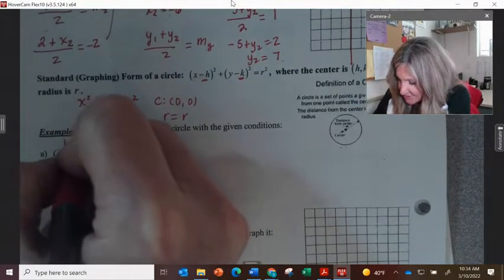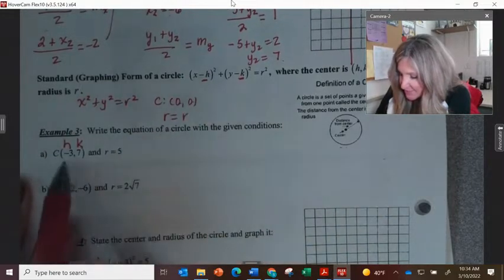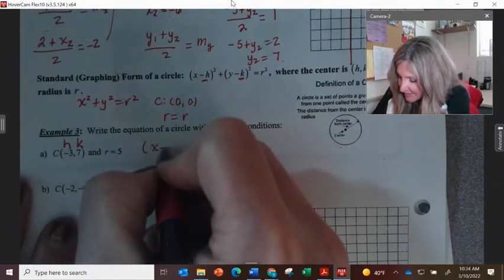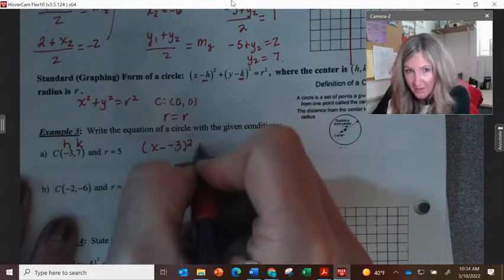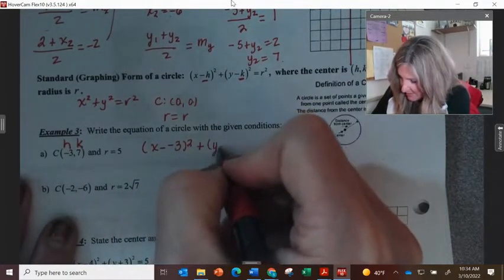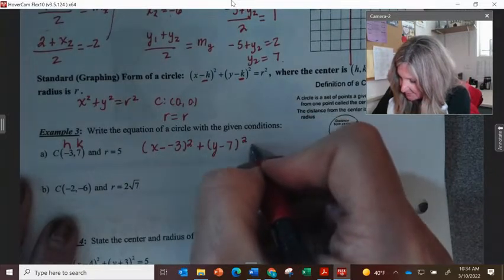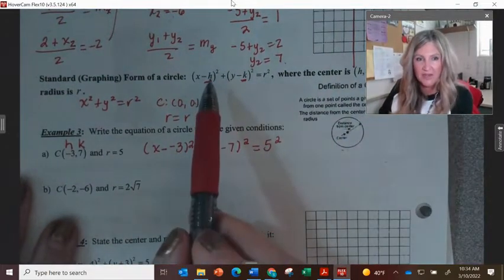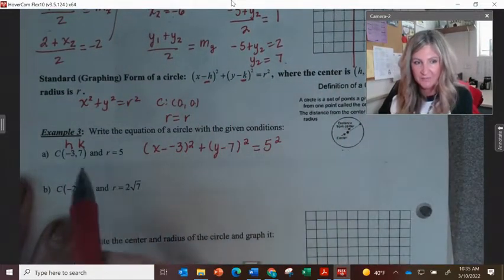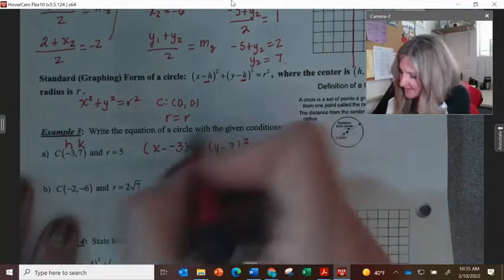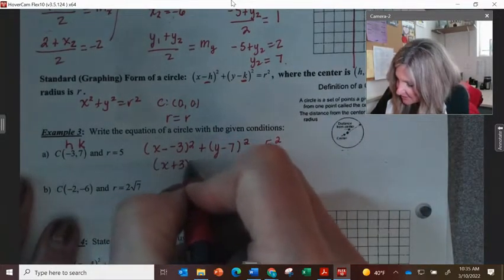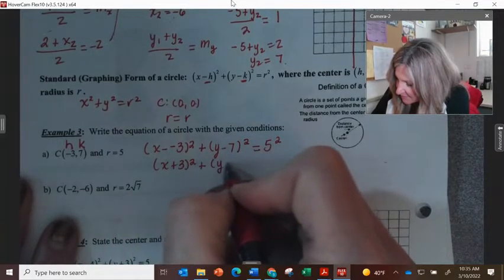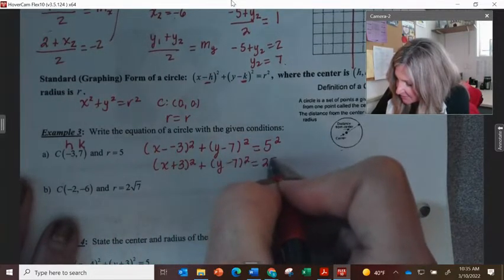All right, so now we have our center. This would be our h, this would be our k. So from that (0, 0), we're going 3 units left, 7 units up. The radius is 5. So now I just plug it into my formula. It's going to be (x minus -3) squared plus (y minus 7) quantity squared equals 5 squared. I'm just plugging in for h and k. Here's the h, here's the k. And so now I'm going to get (x plus 3) quantity squared plus (y minus 7) quantity squared equals 25.